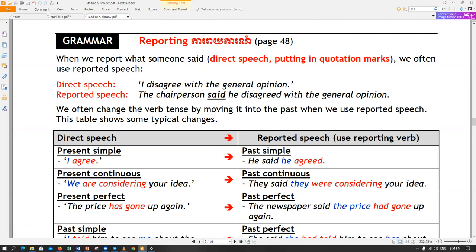When we report what someone said, we call it direct speech. We usually put it in quotation marks.